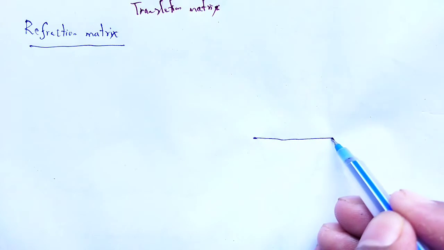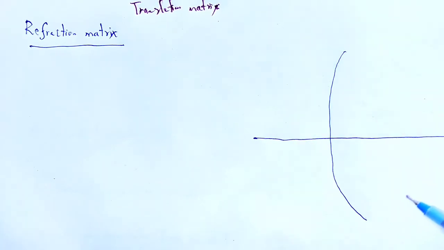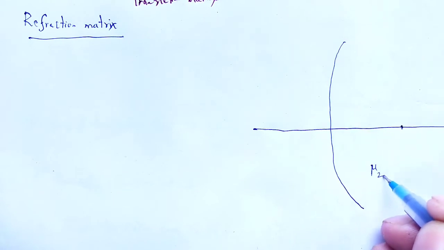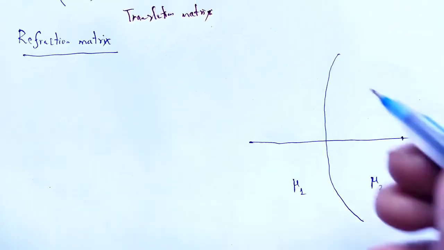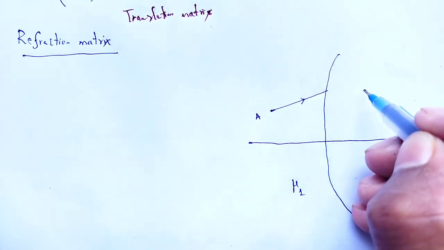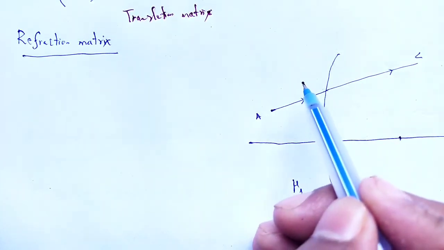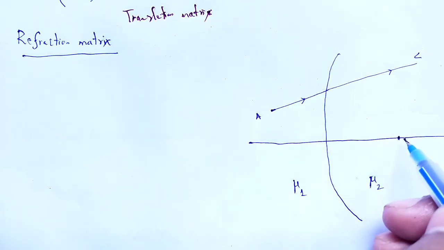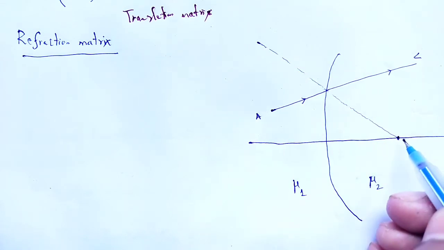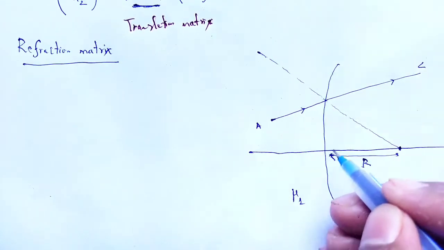Again we consider a convex refracting surface having refractive index mu2 here, and refractive index mu1 on the other side, and a point object A. After refraction on that surface, the ray goes like this. The normal at the refracting surface goes to the center of curvature. Let the radius of curvature be r, and that one is the normal.